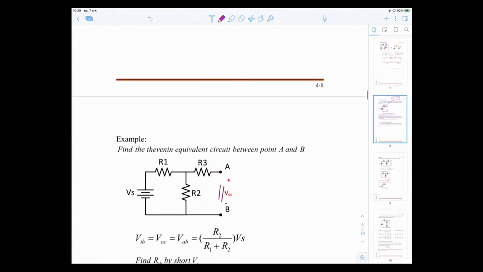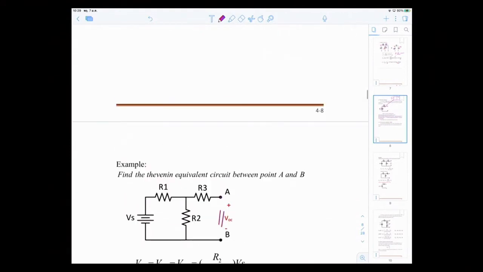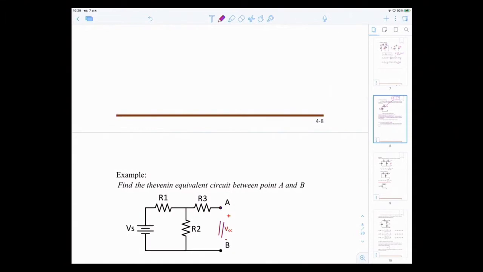So first, let's find VTH. VTH is simply the voltage you can measure if you put the probe at point A and point B. Let's see what VTH is in this case. The current is a key element of your circuit analysis. You should know where currents go and where the voltage appears.